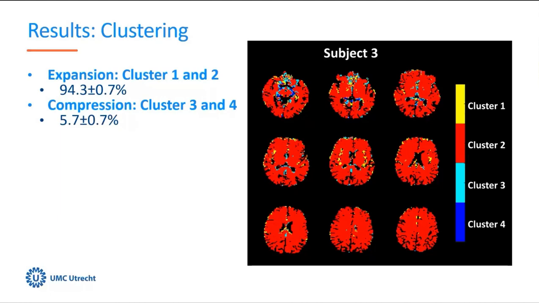Right side, this is multiple slices for one of the subjects. You see the division of the clusters over the whole brain. And what you can see here is that the largest part of the brain shows expansion, so cluster 1 and cluster 2. But then cluster 3 and 4, the compressive clusters, are mostly located in locations around the ventricles, so in the middle of the brain and a bit under the sagittal sinus. Some hotspots around sulci are also showing compression.